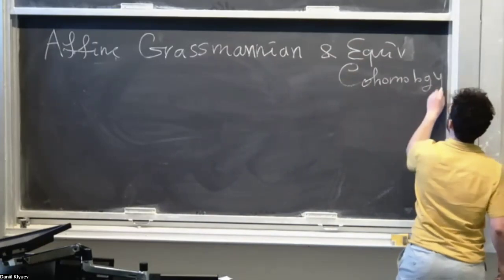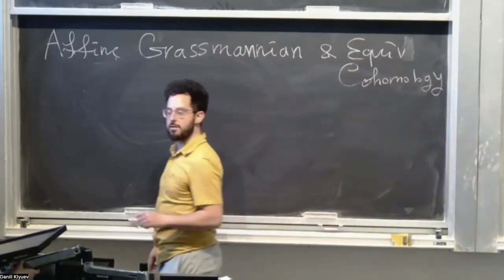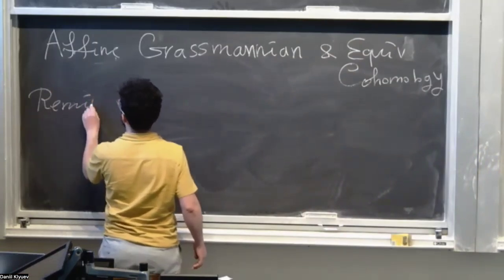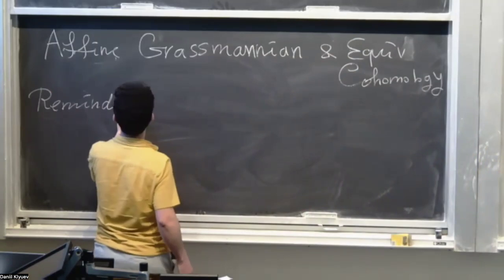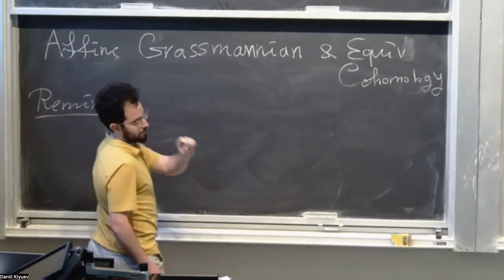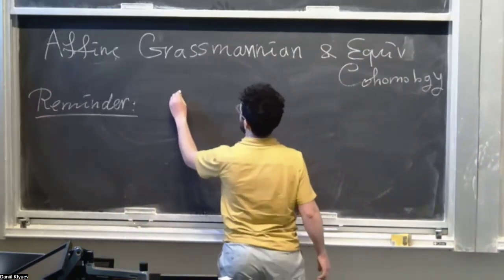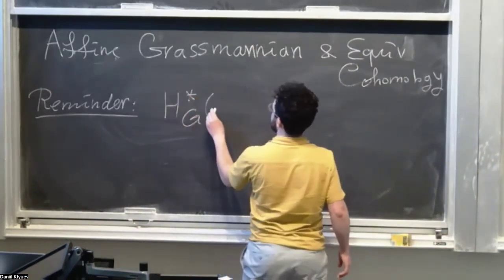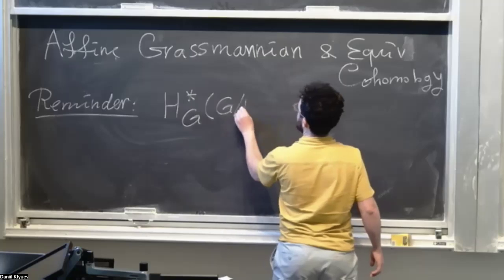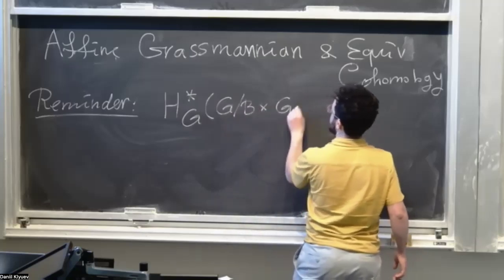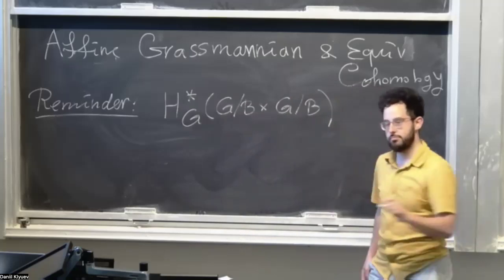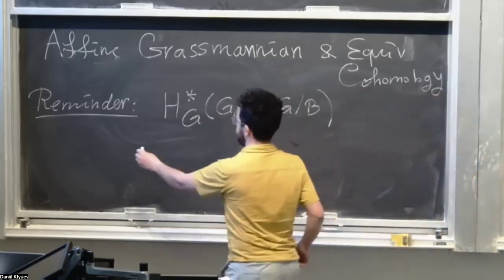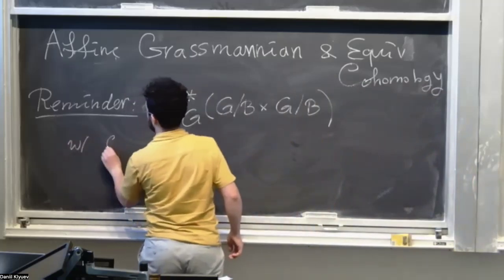So I will start with a reminder of what we did in the past weeks. We were looking at the equivariant cohomology ring, so the G-equivariant homology of G mod B times G mod B, with the convolution structure.